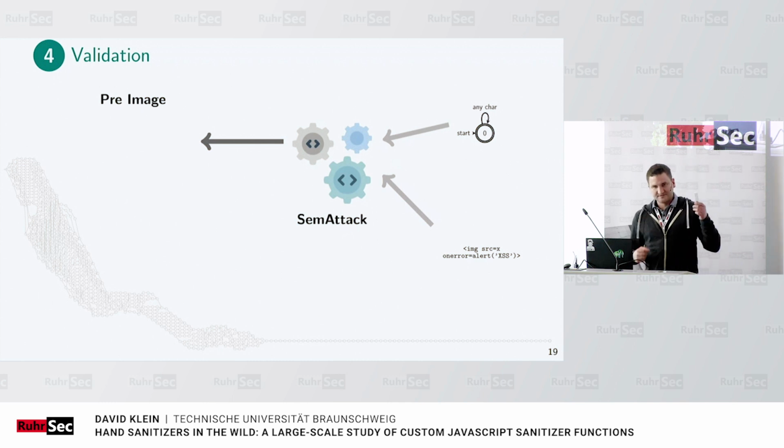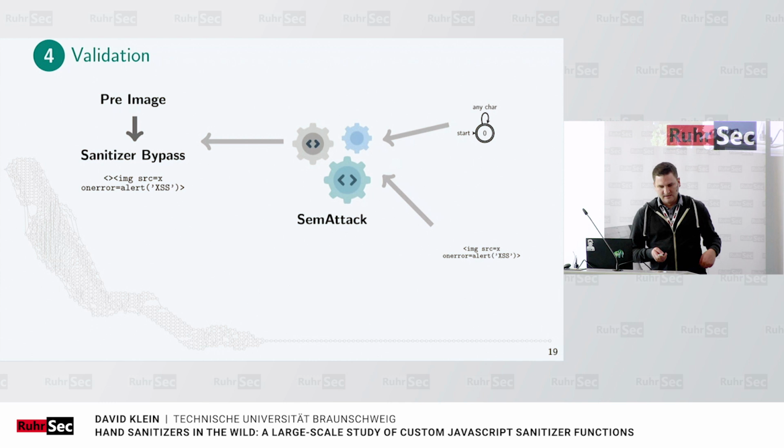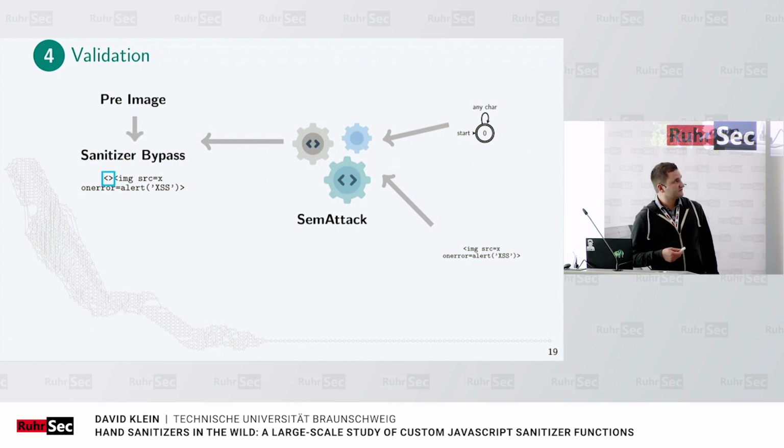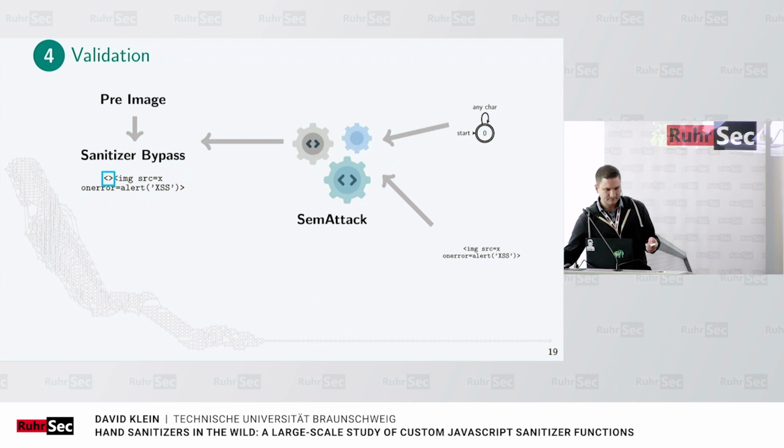It describes the language, where every word that ends in an accept state will yield the payload you want to get. So if you just traverse the automaton, take a word which is accepted by the automaton, and put it into the sanitizer, you get a bypass. For the example before, the bypass would look like this, and it again has added the angle brackets as before.